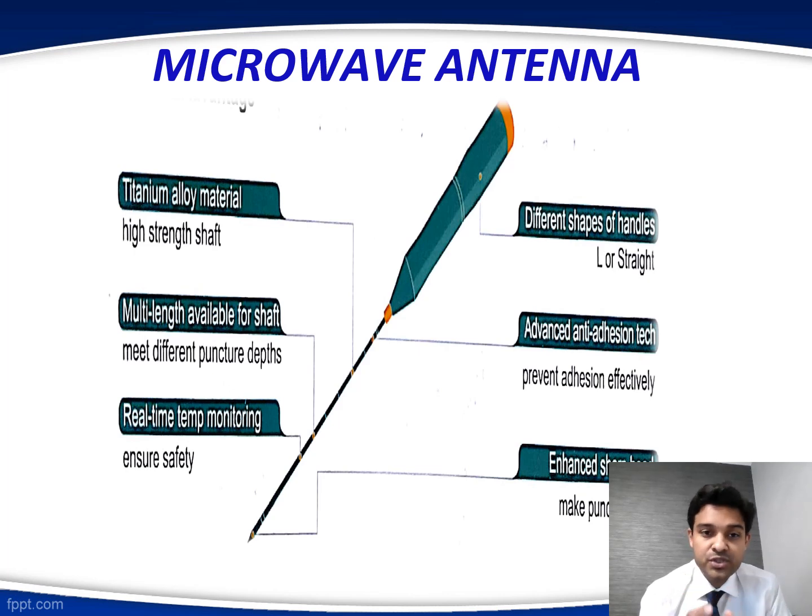Now, what attributes to a good microwave antenna? So what are the good qualities for a good microwave antenna? The shaft is high strength, titanium alloy. Different shapes of handle, L or straight, can be manipulated. Multi-length available for the shaft, to meet different puncture depths. Real-time temperature monitoring ensures safety. Advanced anti-adhesion technique prevents adhesion effectively. And also an enhanced sharp end makes a good puncture.